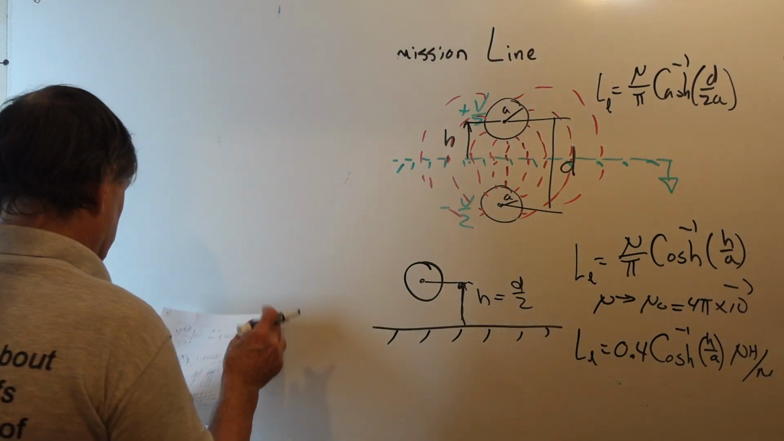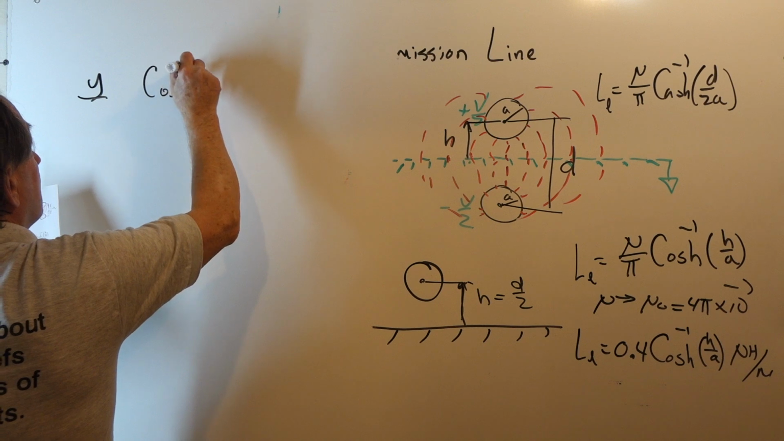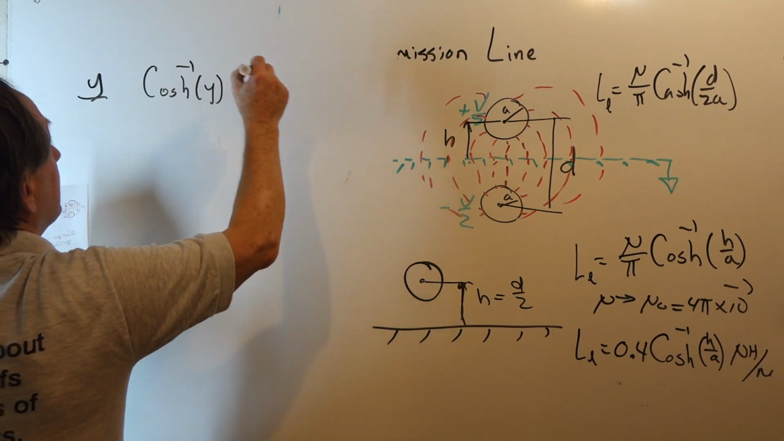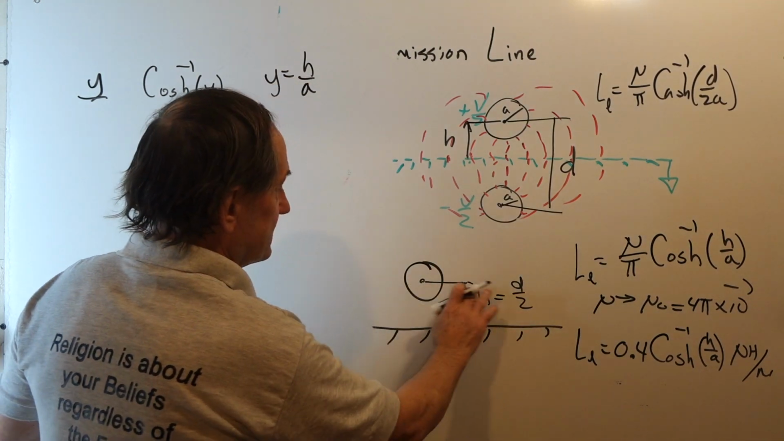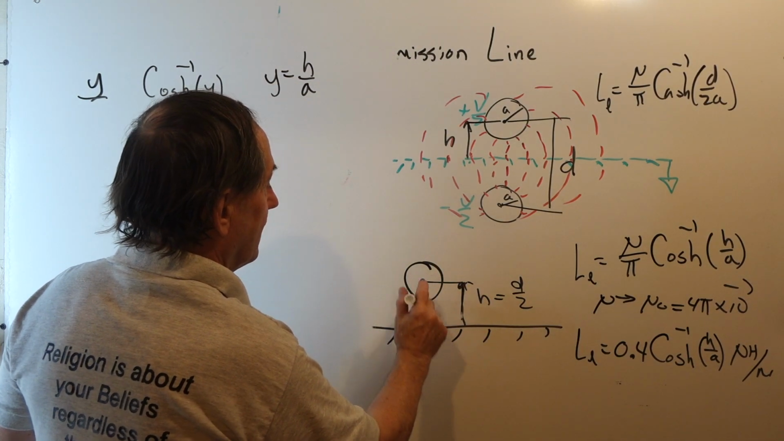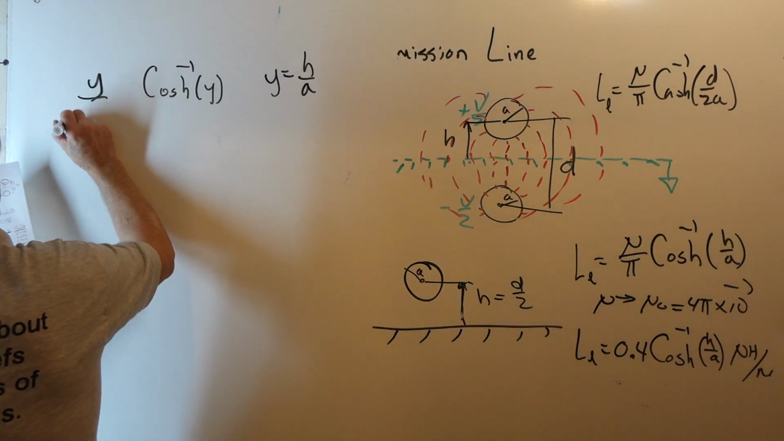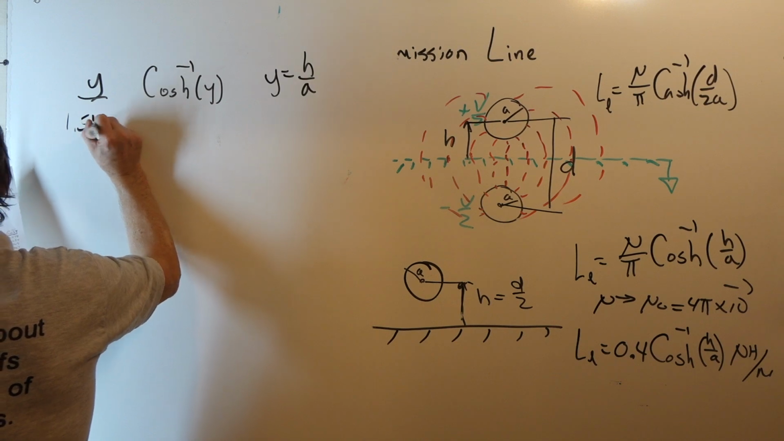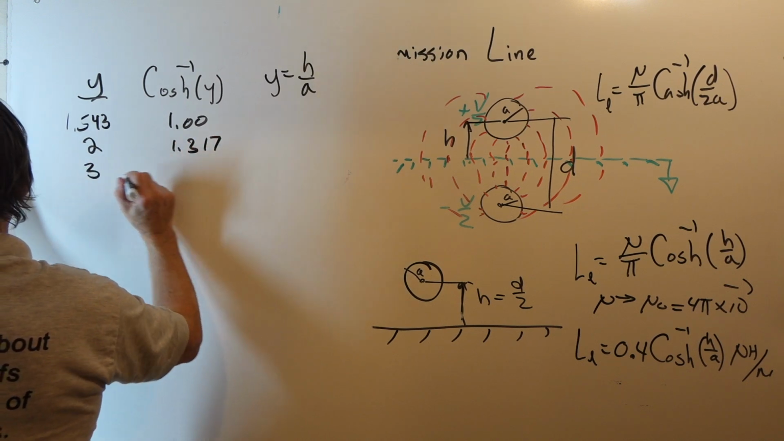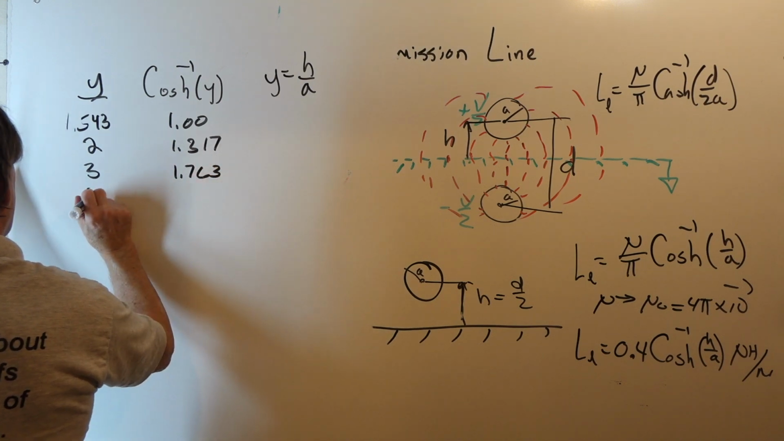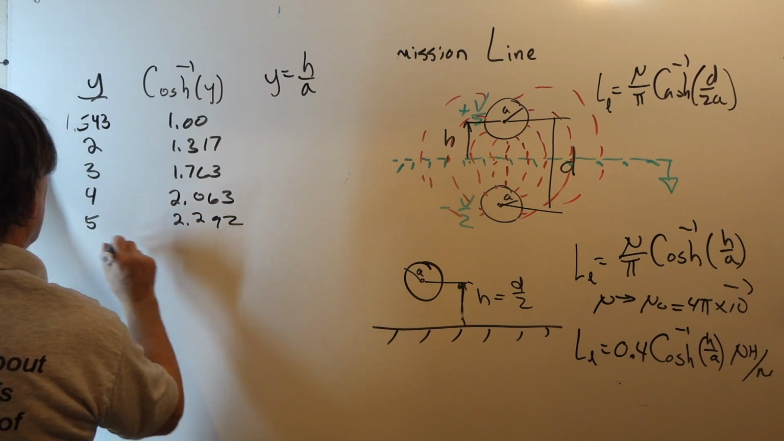Now let's look at inverse cosh. If here are my y values, here is the inverse cosh of y. And in this case, y is equal to the relationship of the height the wire is above the ground plane, the center of the wire is above the ground plane, to the radius of the wire. That's what h over a is, or my y value. So if y is 1, the inverse cosh is 0.1543, no, let's see: for y equal 1, the inverse cosh is 0; for 2, we get 1.317. 3, it's 1.763. 4, it's 2.063. 5, it's 2.292. 6, it's 2.478.